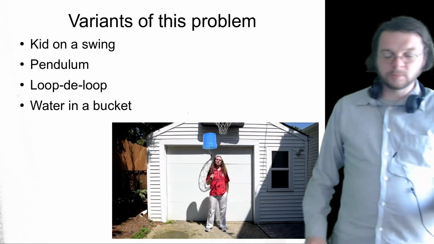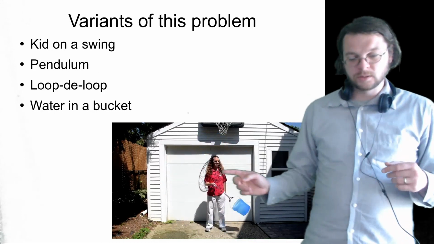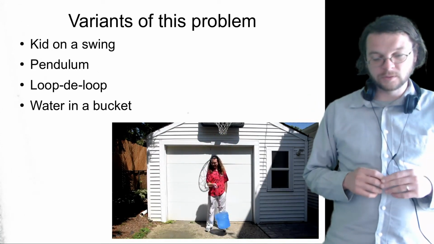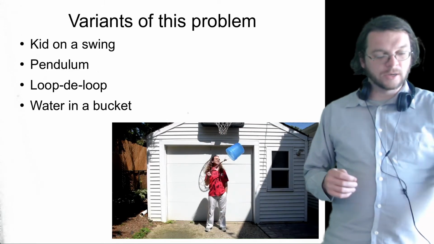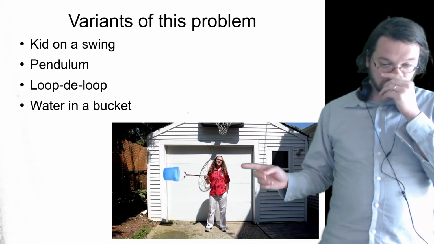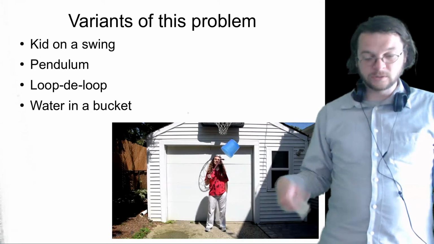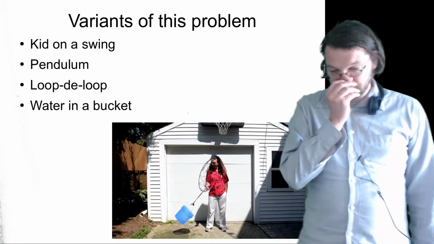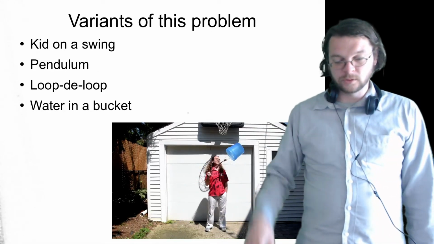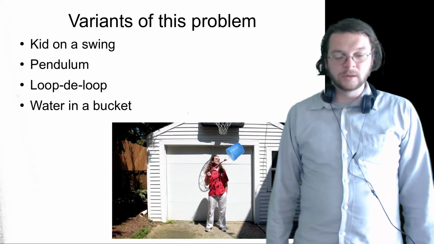Now there's lots of variants of this problem. So this is from the Flipping Physics YouTube channel, which is excellent. You can kind of see how he's rotating the buckets more and more slowly, and eventually the water in the bucket starts to fall out, which is exactly the same calculation I just did. As it goes more slowly, eventually the normal force holding the water in becomes zero, and it starts to splash.